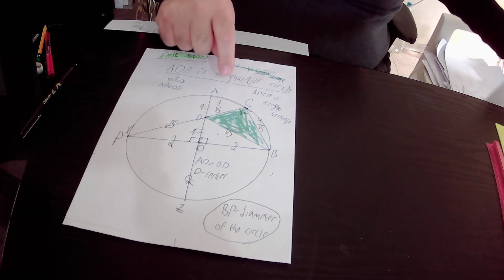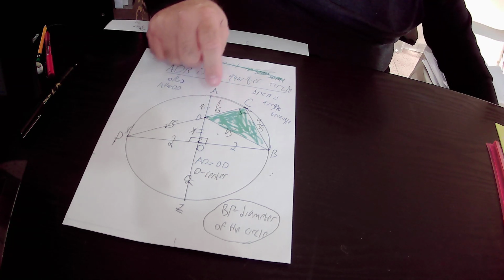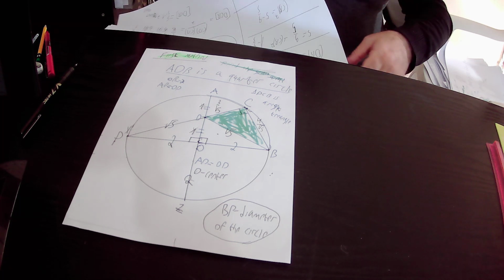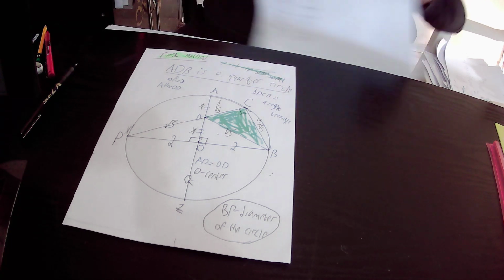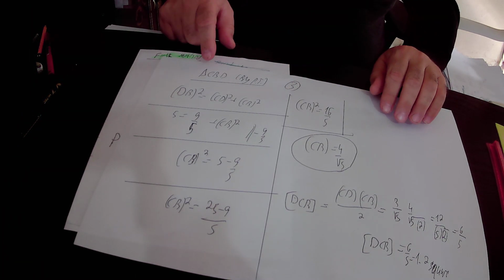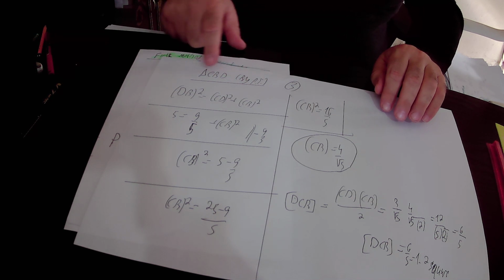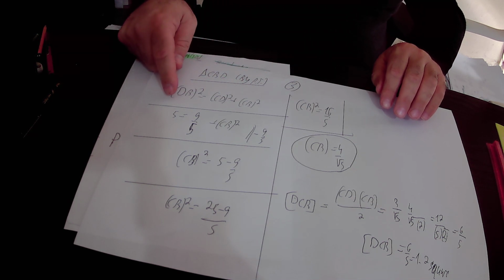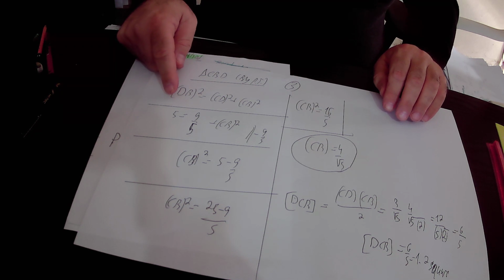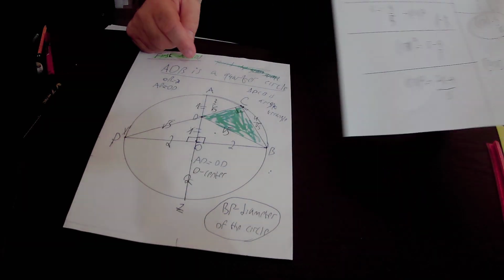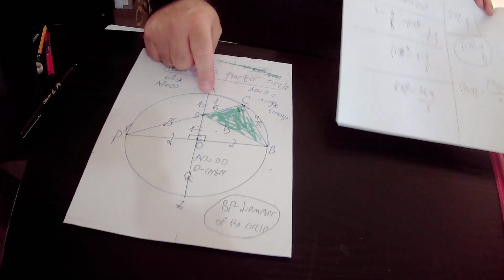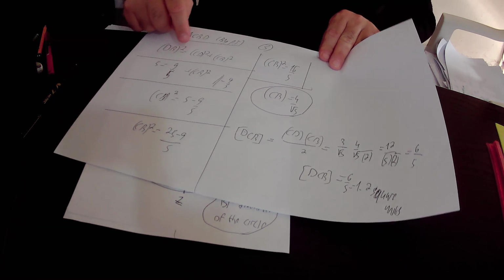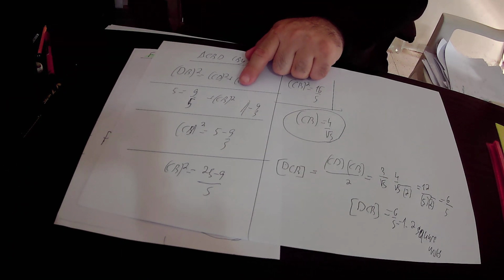Then we implemented the Pythagoras theorem on the right blue triangle, triangle DCB. According to the Pythagoras theorem, DB square equals CD square plus CB square. DB is equal to 5, so DB square is 5. CD is 3 over square root of 5, so CD square is 9 over 5. CB square is the missing side, so we leave it as it is. So 5 equals 9 fifths plus CB square.